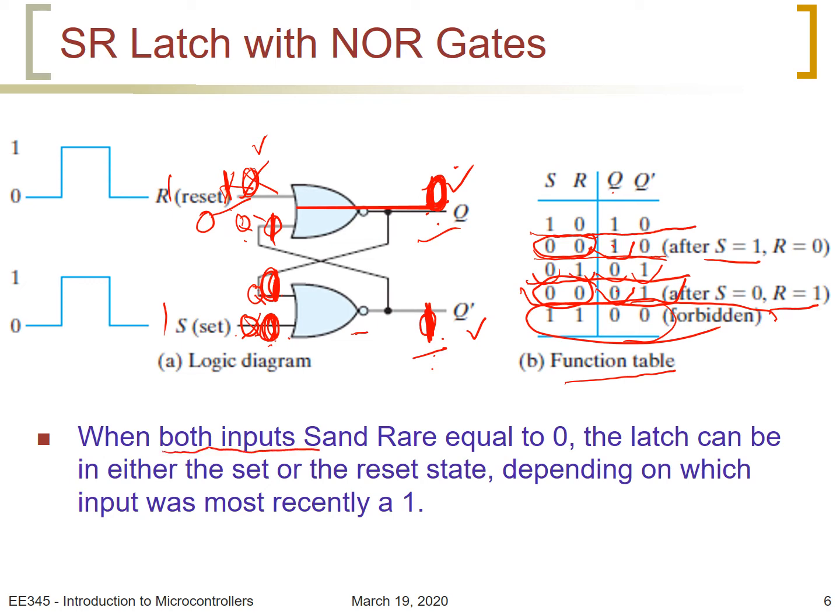So, to summarize, when both inputs S and R are equal to 0, the latch can be in either the set state or the reset state, depending on which input was more recently a 1.